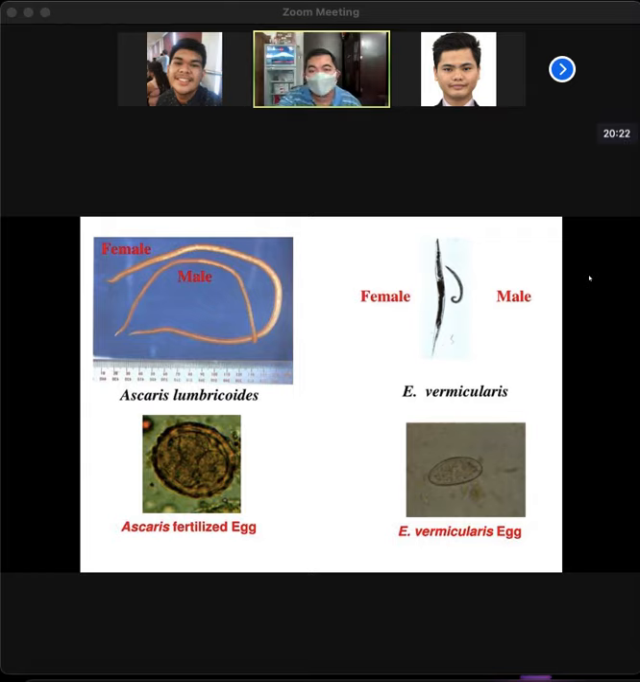So we have the most common, the Ascaris lumbricoides. We have the fertilized egg, and then we have the Enterobius vermicularis, with a picture of the egg also. If you see it under the microscope, especially the most common Ascaris lumbricoides, the Ascaris fertilized egg, we can easily appreciate it, comparing it with the Enterobius vermicularis egg.